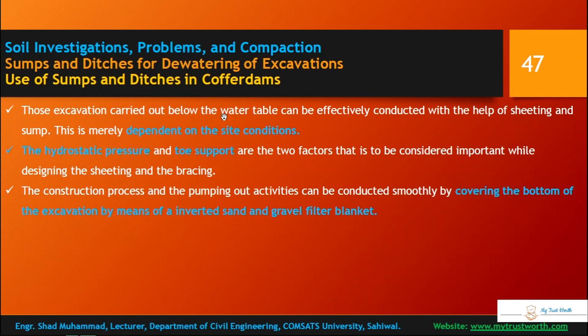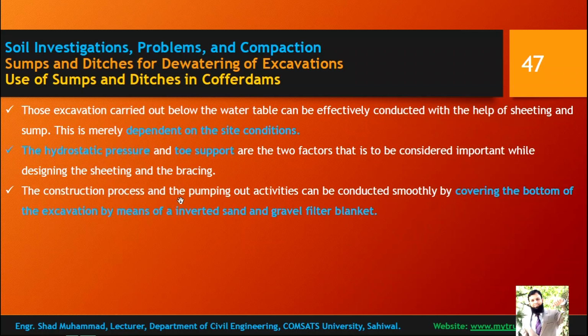Excavations carried out below the water table can be conducted extremely effectively with the help of sheeting and sumps. This is dependent on the site conditions. Hydrostatic pressure and toe support are the two important factors to be considered while designing the sheeting and the bracing. So if your hydrostatic pressure is too much, then the bracing needs to be very strong, and the toe support should be quite strong.